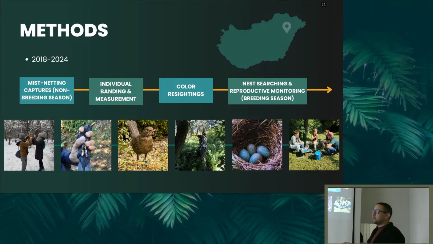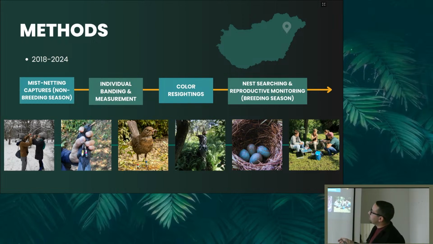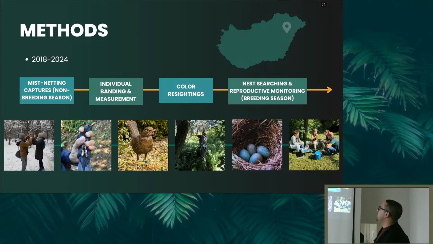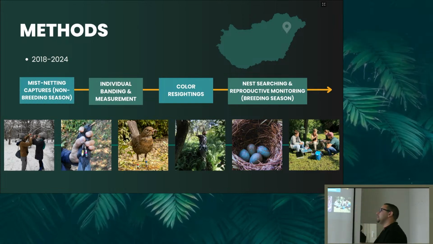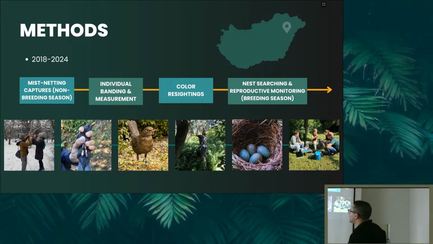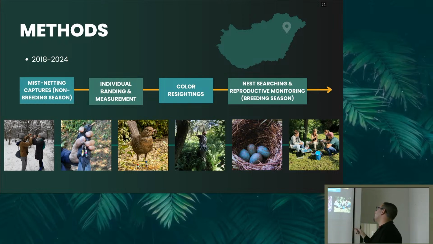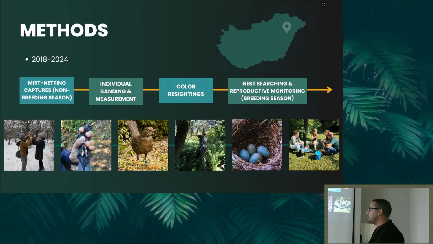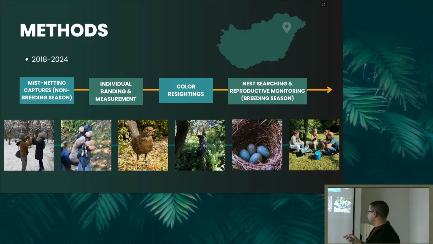After release, we needed to keep track of them, right? And as you can see, here's a picture of a bird with rings. We did intensive resighting efforts throughout the whole year to precisely locate them and see if they were staying here or if they were not. And since we wanted to assess not only the migratory strategies but also reproduction, we had nest searching and reproductive monitoring across all the breeding seasons in these 6 years.